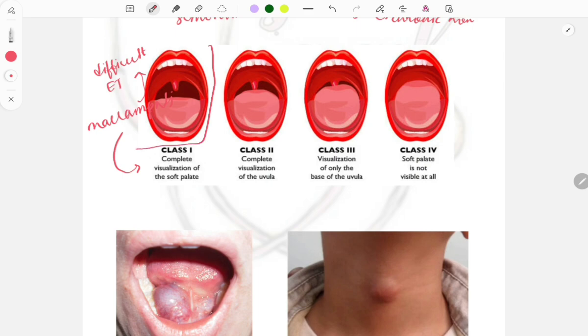So the questions are asked on the Mallampati, either what is its use or on the classes. Okay, they will give this image and they'll ask what class it is. So it is class 1. Okay, like that.